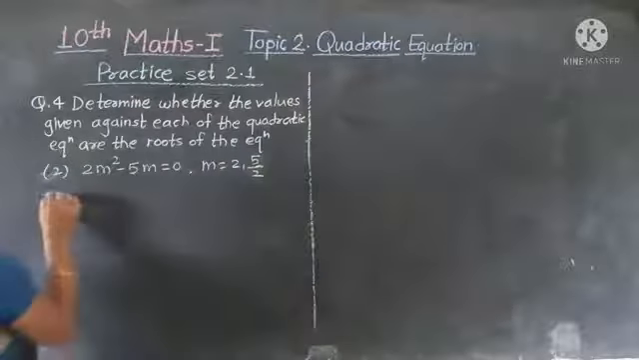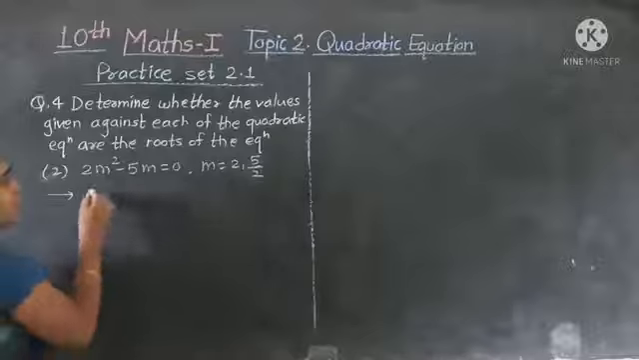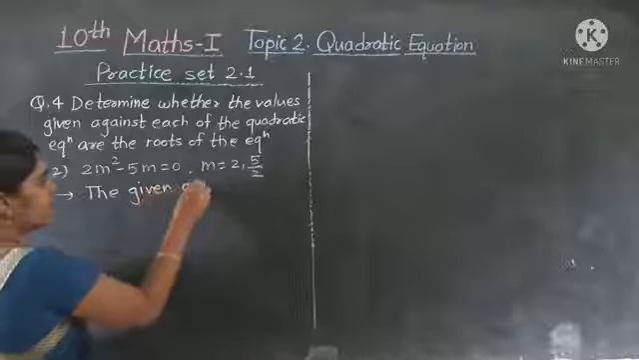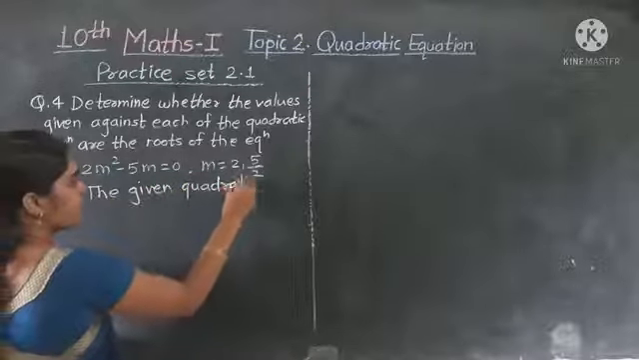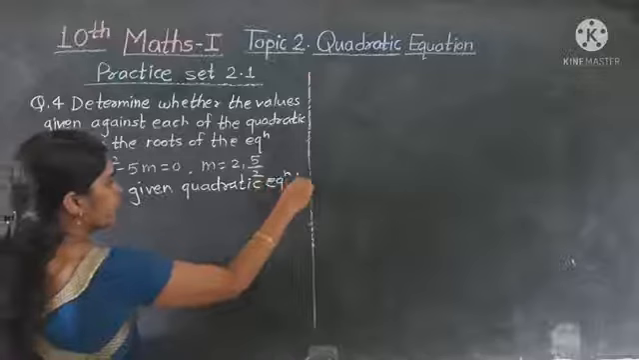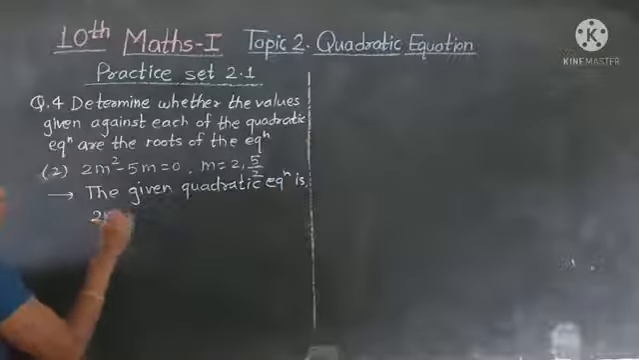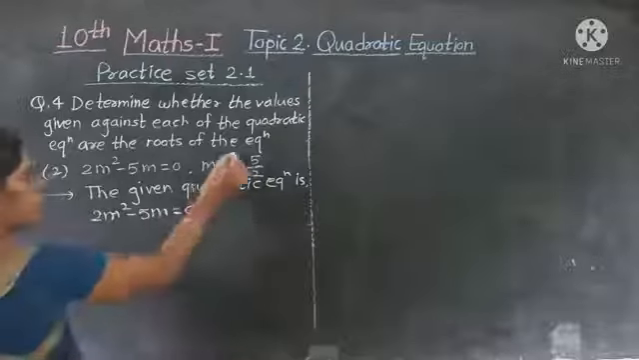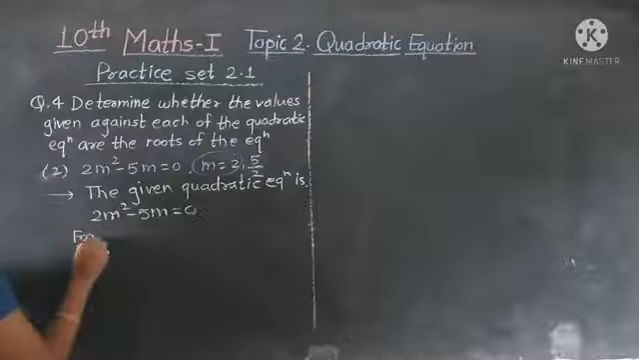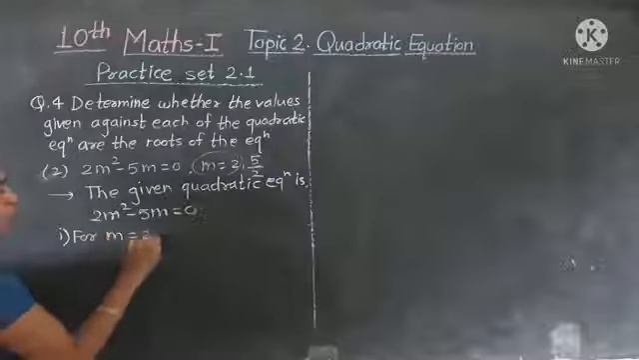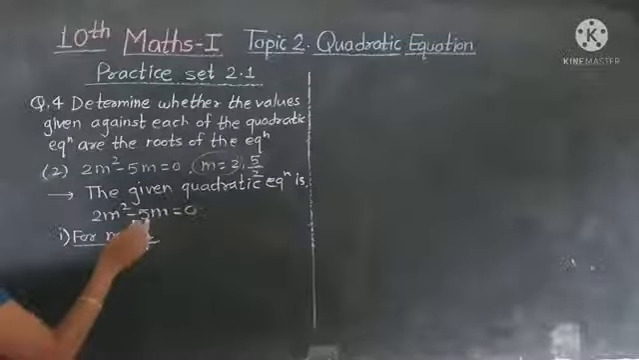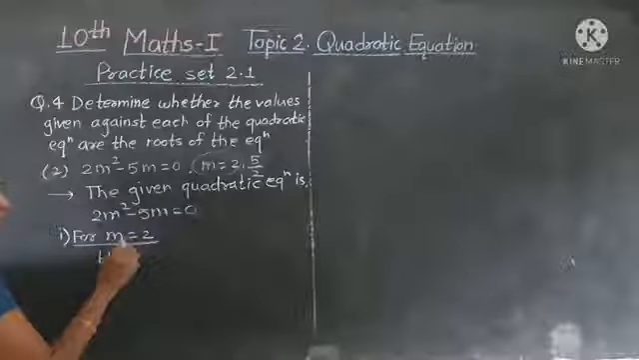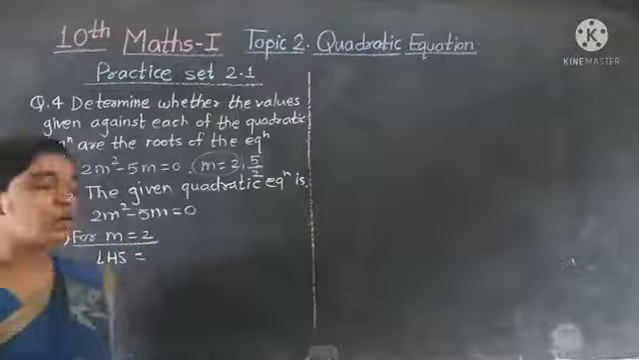See, first write the given equation. The given quadratic equation is 2m square minus 5m is equal to 0. First we check for m is equal to 2. For m is equal to 2, we check whether it is a root of this equation or not.